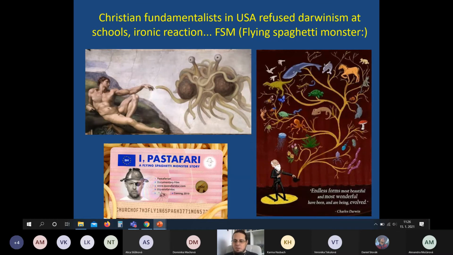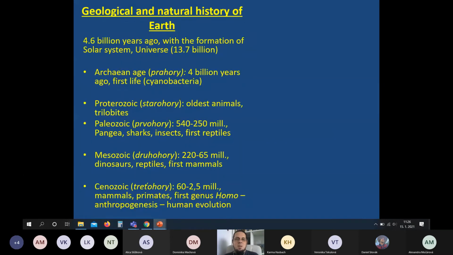Still, endless forms most beautiful and most wonderful have been and are being evolved, as Charles Darwin wrote. He himself was actually a believer, and he said in the fourth edition of On the Origin of Species that there is nothing to hesitate about or deny in evolution, but the first spark, the first move, in his opinion, was done by God. So that was interesting, because Charles Darwin was a creationist.